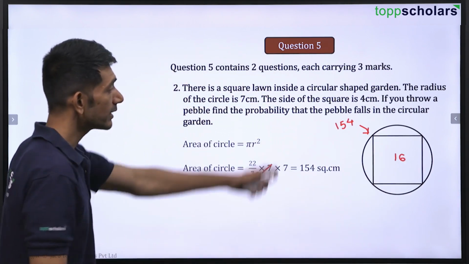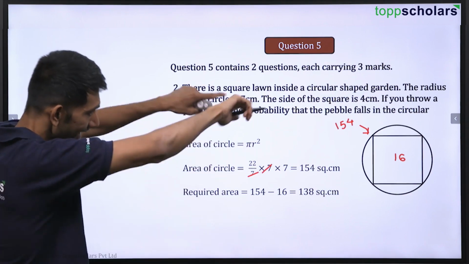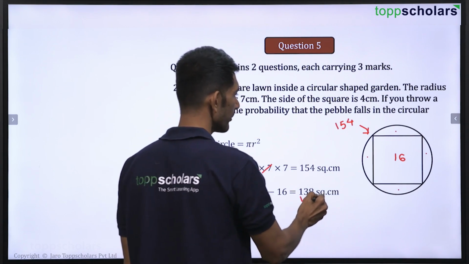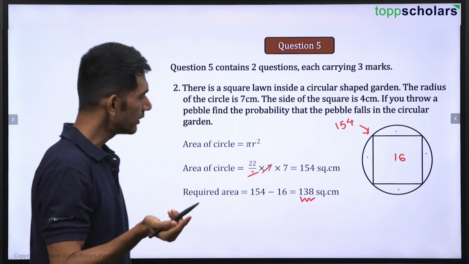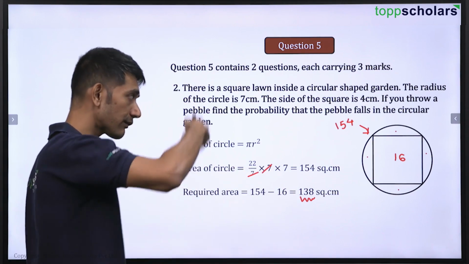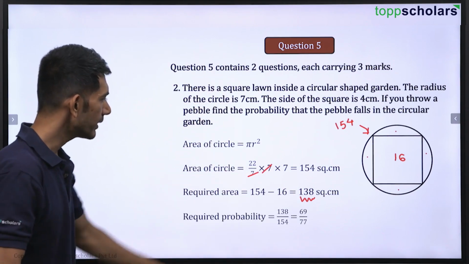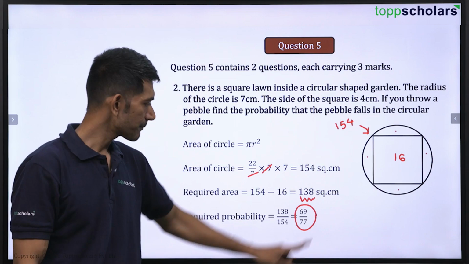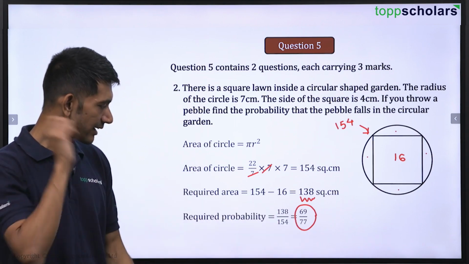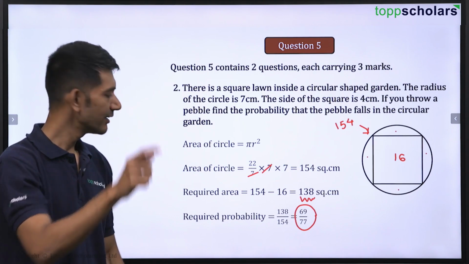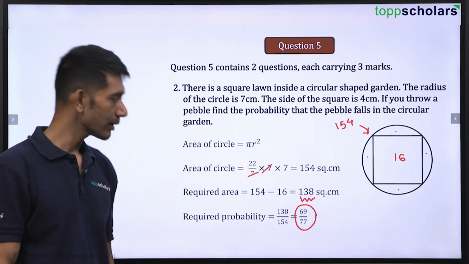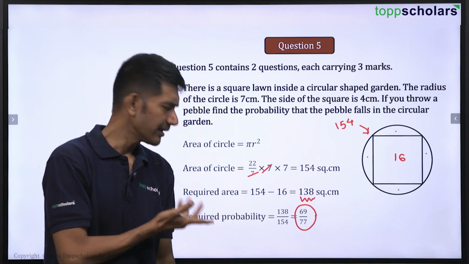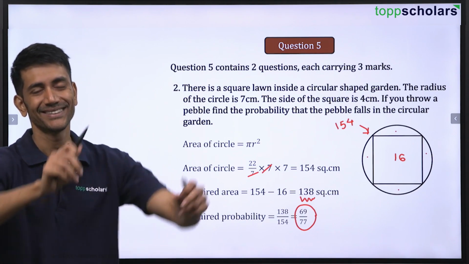So what is the probability? Can I say the remaining area will be 138 square centimeter? Now if the pebble falls there, that is fine. So that is 138 out of the total area 154. So the probability will be 138 by 154. That is 69 by 77. So you can analyze it like this: if I throw a pebble 77 times, 69 times it will fall on the circular part, and the other 8 times it can fall inside the square.